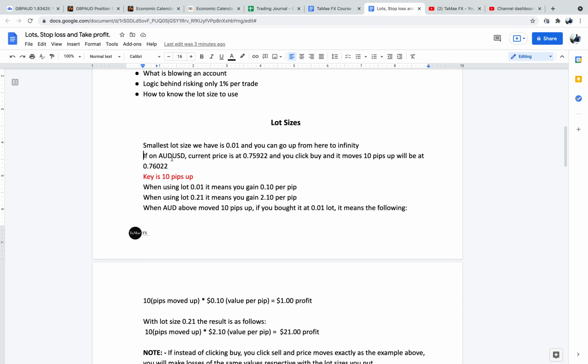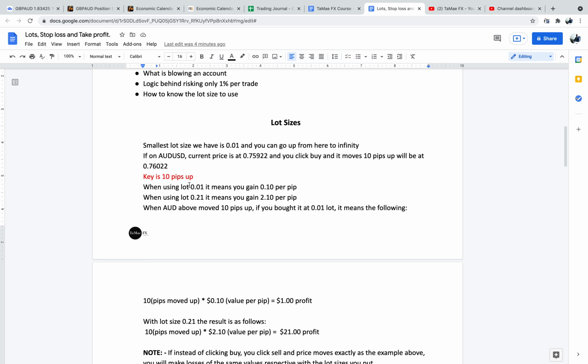If you have AUD/USD, Australian dollar versus US dollar, at a current price of 0.75922, and you click buy and it moves 10 pips up, you will be at 0.76022. The key here is it moved up and it moved 10 pips.